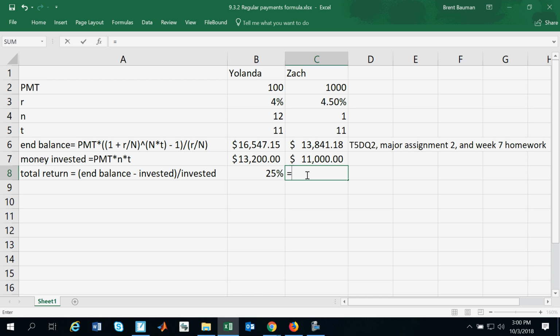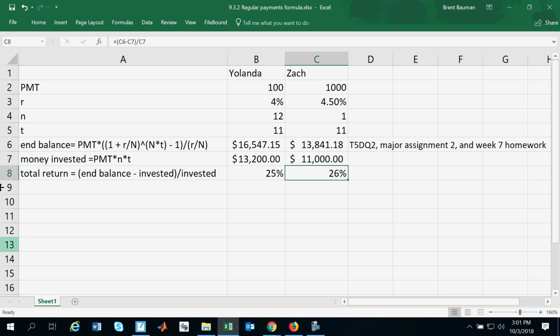And let's see the total return here. So we have the end balance minus how much was invested. Make sure that's in parentheses. That's a common mistake, is to forget the parentheses around that numerator. And then the invested. So notice that Zach is actually getting a better return than Yolanda got, even though Yolanda deposited more money.